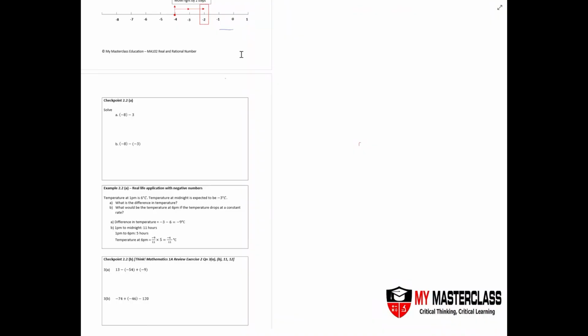Now back on the topic of real and rational numbers, let's take a look at checkpoint 2.2a. Now they're asking you to solve negative 8 minus 3. So you're actually using numbers involving negatives. Now how do we actually better understand how to do negatives?